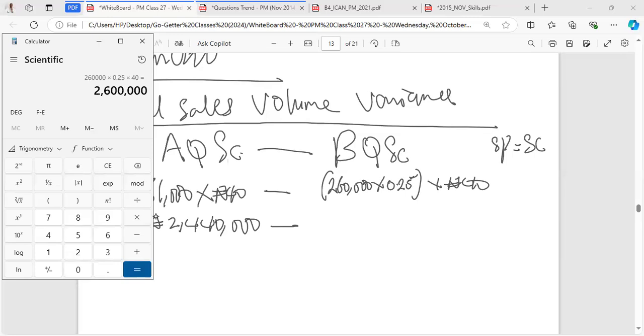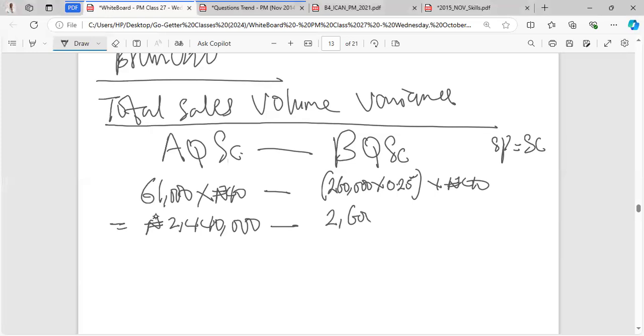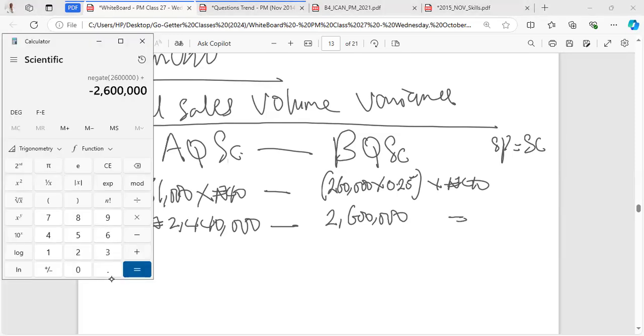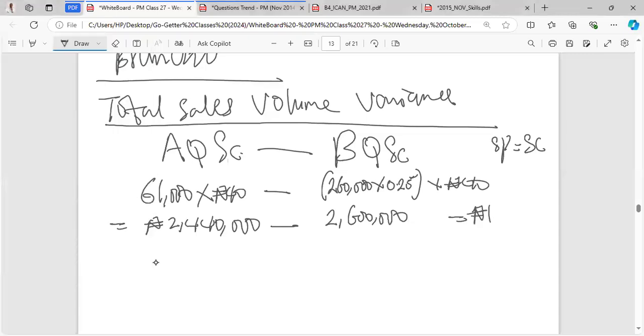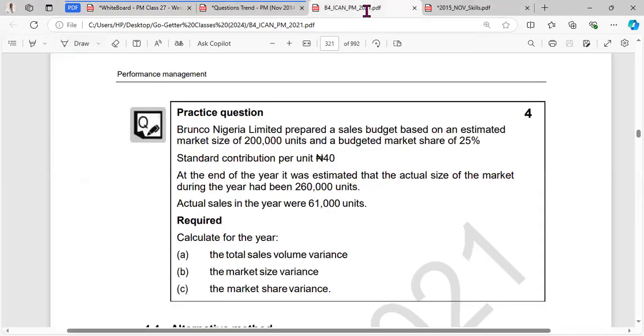2,600,000. So this is what your contribution should be, and this is what you got. So it's going to be an adverse 2,440, is 160,000 adverse. So this is your total sales volume variance. And what else are we asked to find? Market size variance and market share.